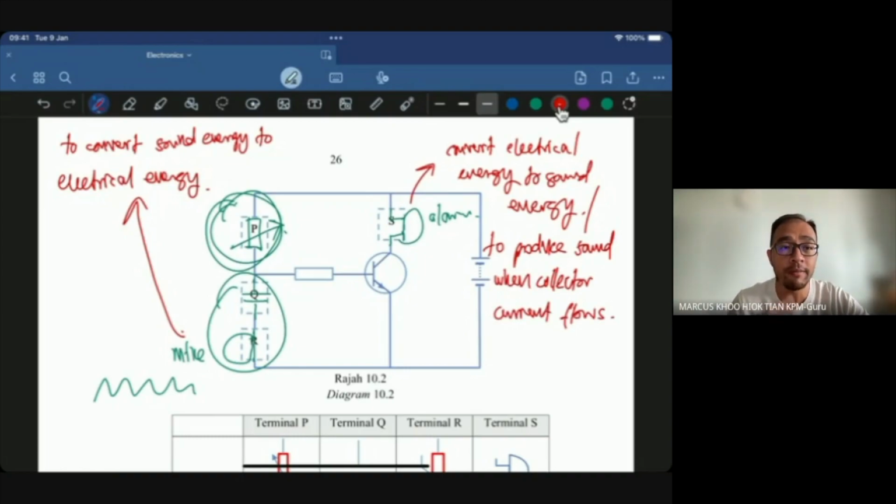Okay, the function of the mic is to convert the sound to electrical. The function of the alarm is to produce sound from electrical energy, so from electrical to sound. Or in other words, when the collector current flows, then it will ring. Okay, so that's the idea behind this question. This is a good question, actually. What state is this? Melaka.